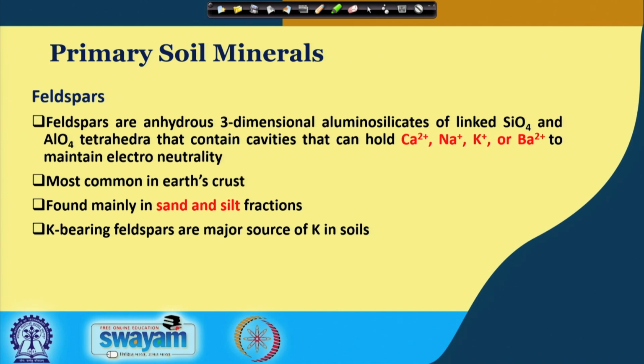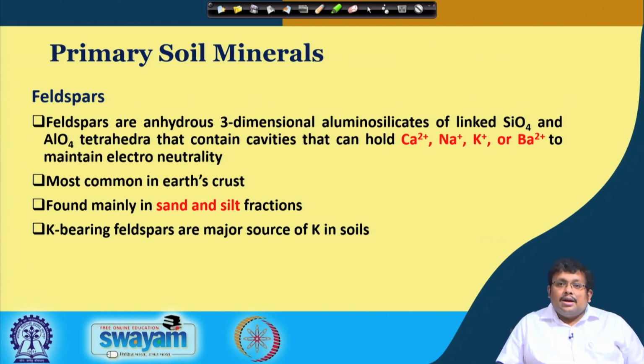Now, feldspars are anhydrous 3-dimensional aluminosilicates of linked silica tetrahedra and aluminum tetrahedra that contain cavities that can hold calcium, sodium, potassium and barium to maintain the electroneutrality. Remember that these feldspars are the most common primary minerals in the earth crust, and they are mainly found in sand and silt fractions, and they are non-reactive in nature, and the potassium bearing feldspars are the major source of potassium in soils.